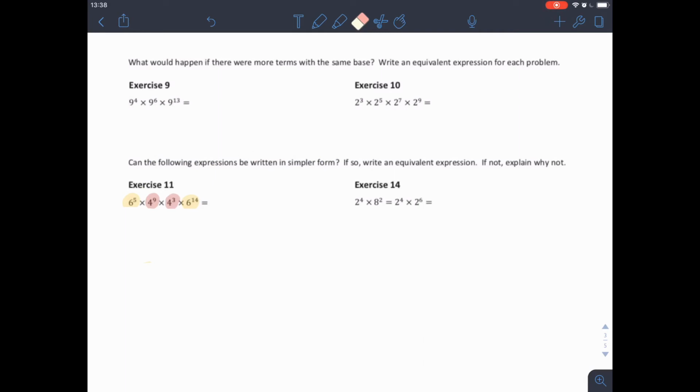Now what happens if we start putting more than 2 terms into our multiplication problems? You can pause the video here and try to solve these ones and hit play when you're ready to go over them.